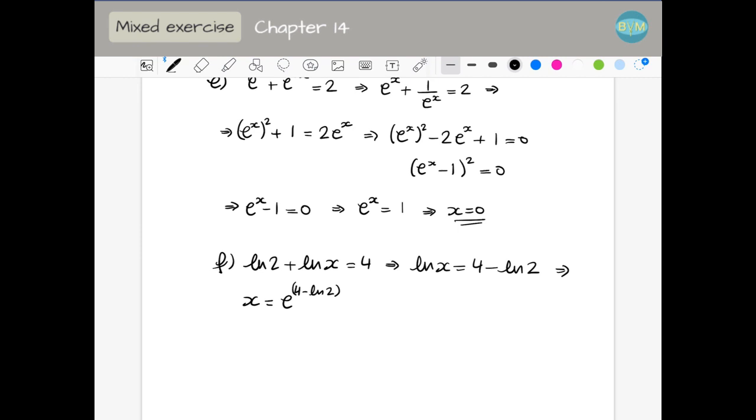And we could leave it like this, but it doesn't look too good, so I'm going to use properties of the exponentials to separate it. So I have e to the power of 4 divided by e to the power of ln 2, yeah? So remember, when we divide powers, we subtract the exponents. That's what we have here. So it's e to the power of 4 divided by 2. Yeah, e to the power of ln 2 is just 2. And I think that looks slightly better. Yeah, it's more simplified. And that's all with this question.